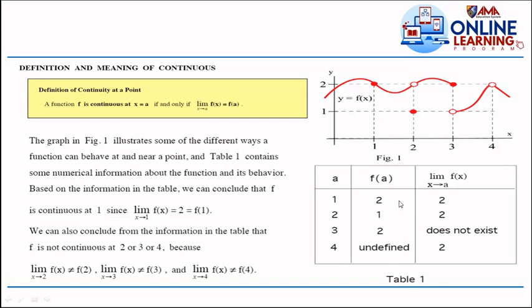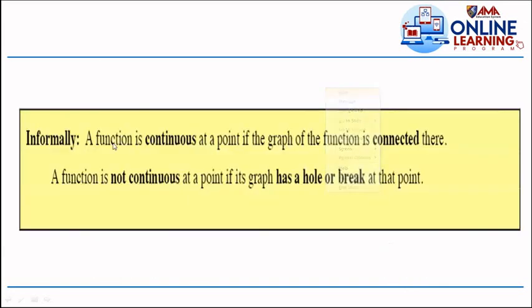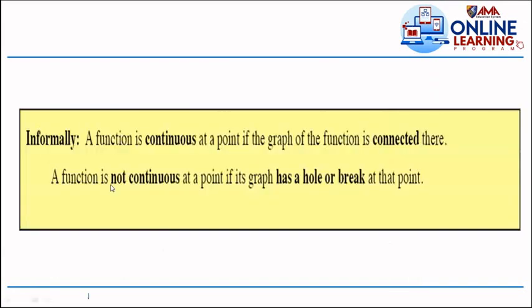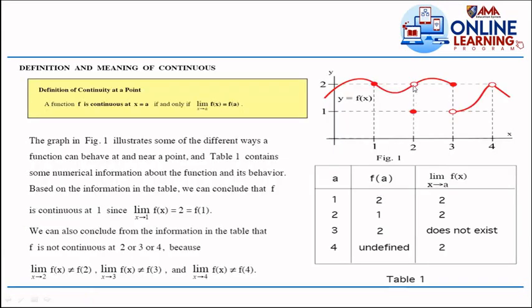Okay? So, to summarize, ito na siya, no? Informally, a function is continuous at a point if the graph of the function is connected there. So, the word there is connected. Kapag connected siya, yung ganitong symbol. Okay? A function is not continuous at a point if its graph has a hole or break at that point. So, meron tayong hole dito. Meron tayong break, meron tayong hole. Kaya hindi siya continuous functions. So, yun po yung pinaka-summary po natin.